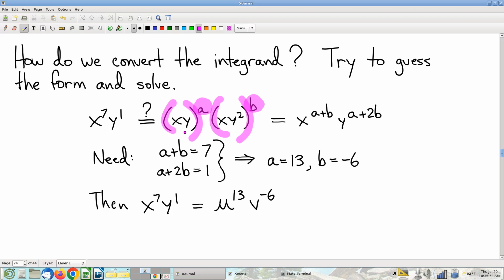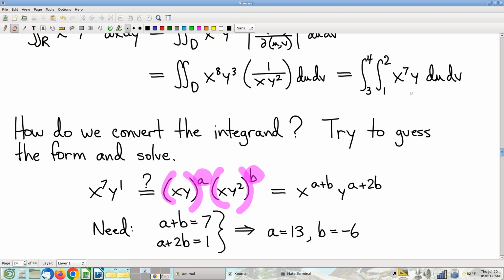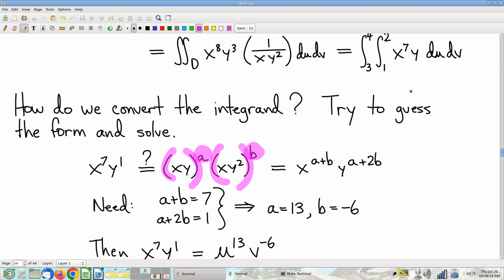Yes? Why is the y in the second part squared? Oh, that's just what the formula was for U and V. Oh, okay. Yeah, U and V are those things there. Yeah, right. All right. So, it's going to be a different guess every time, this form.